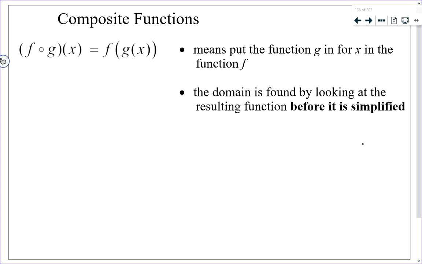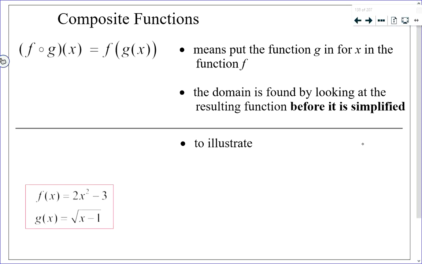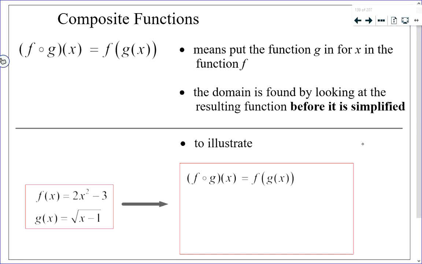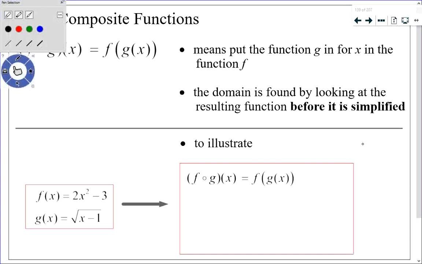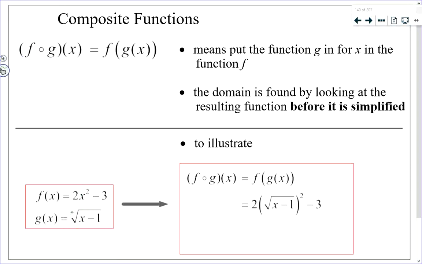This is really important. To illustrate this idea, if I had f of x equals 2x squared minus 3 and g of x equals the square root of x minus 1, that means f of g of x, and it means that g of x is going to go in for x in f of x. To illustrate this, I'm just going to draw that in. It means that this thing here is going to go right in there, and then we're going to end up squaring it. So we're going to get 2 times the square root of x minus 1 quantity squared minus 3. Now at this point in time, when we square the square root of x minus 1, we'll just get x minus 1.